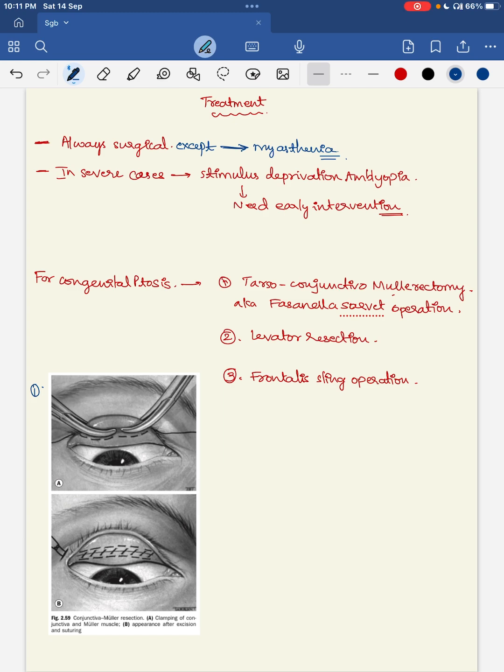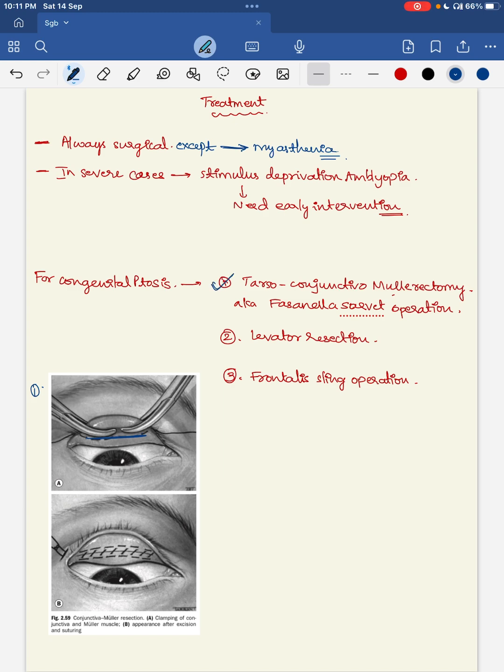You can see in this figure. This is the averted lid. The incision is given on the palpebral conjunctiva, and the muscle and part of the superior tarsal border is taken up, and the resected edges are sutured back. Okay.